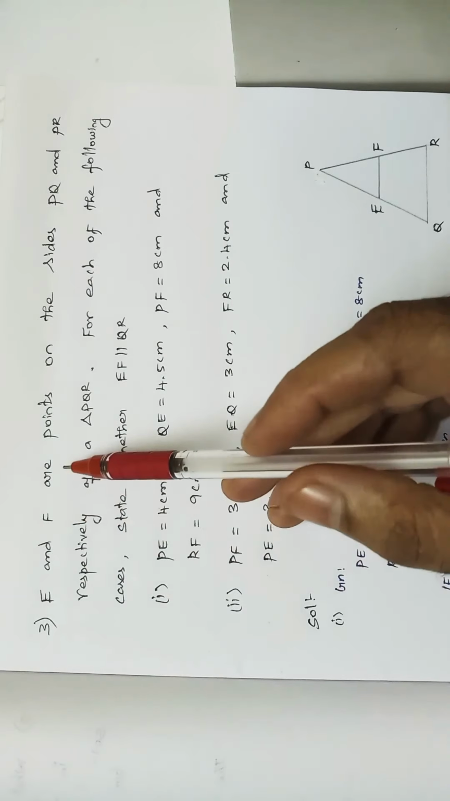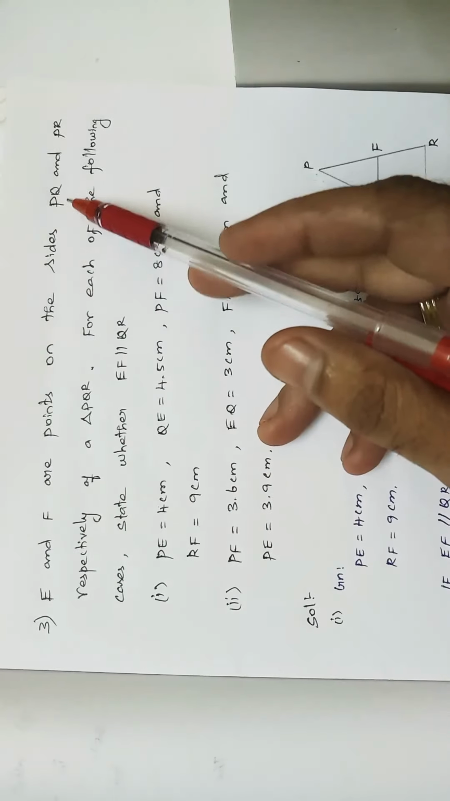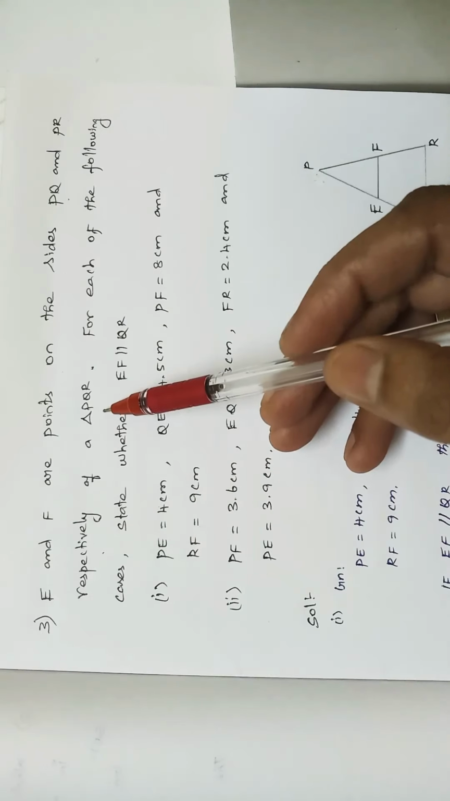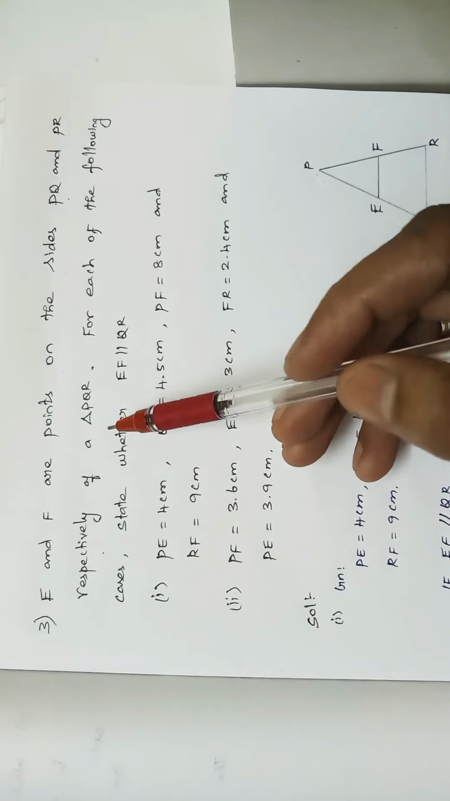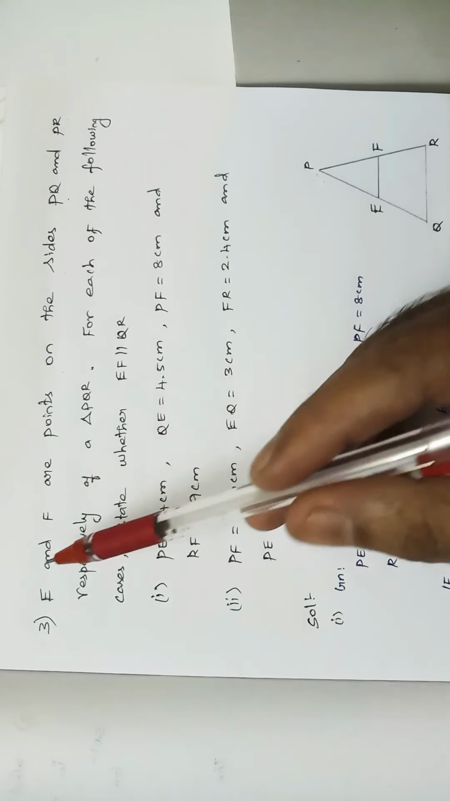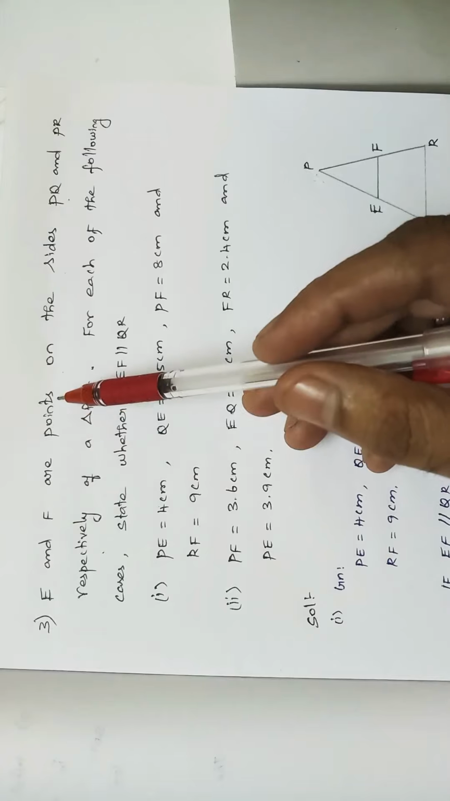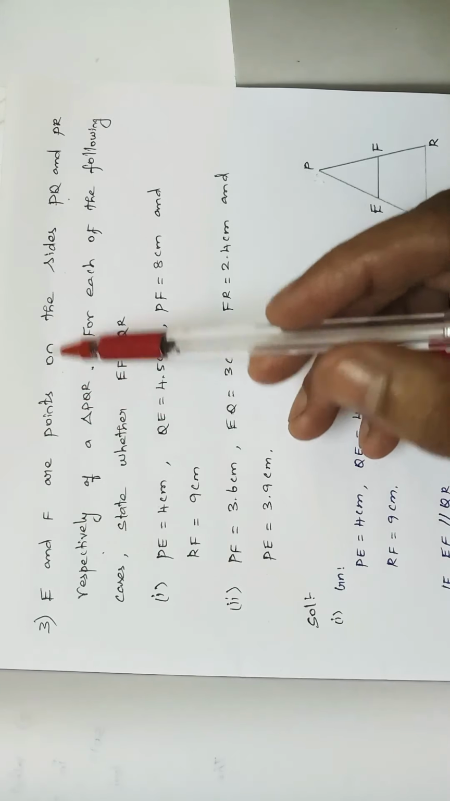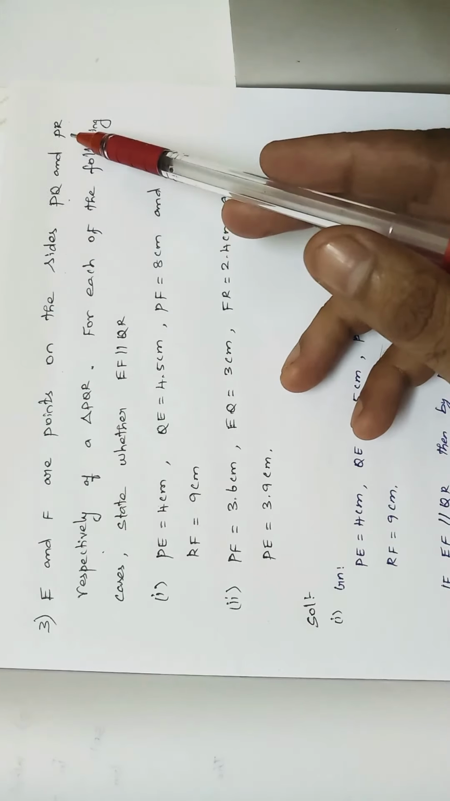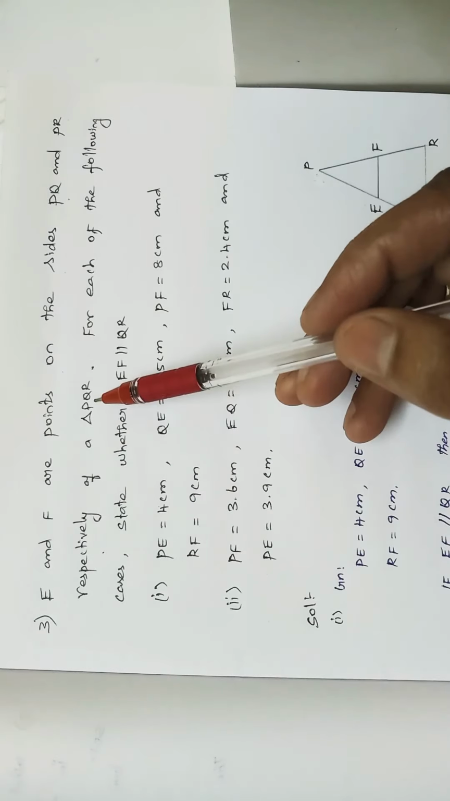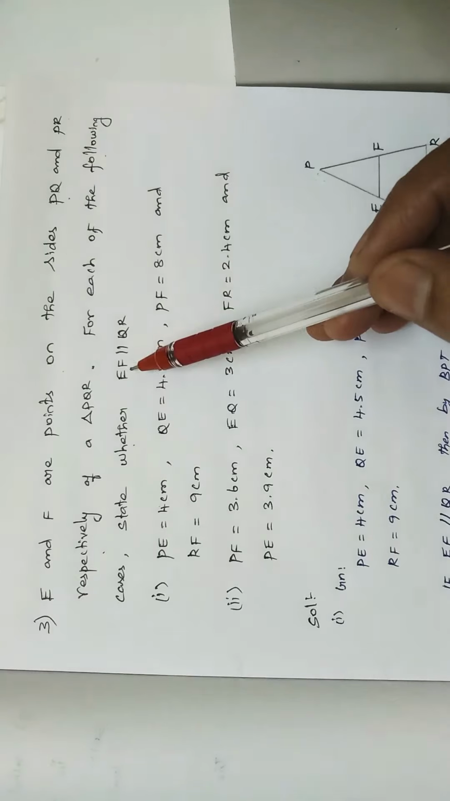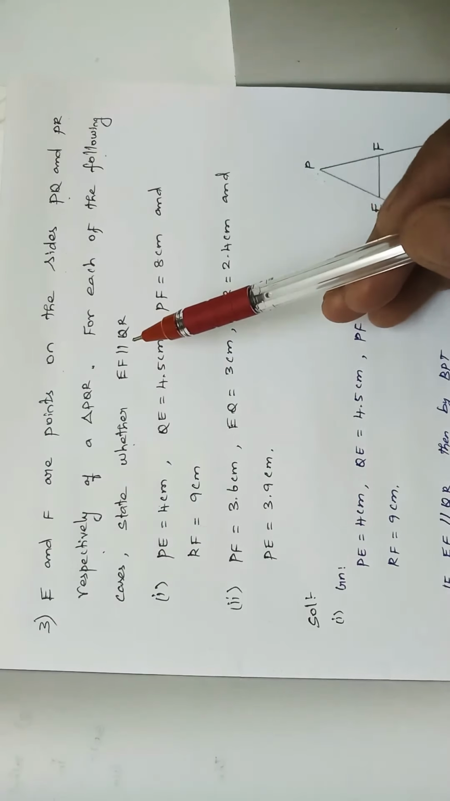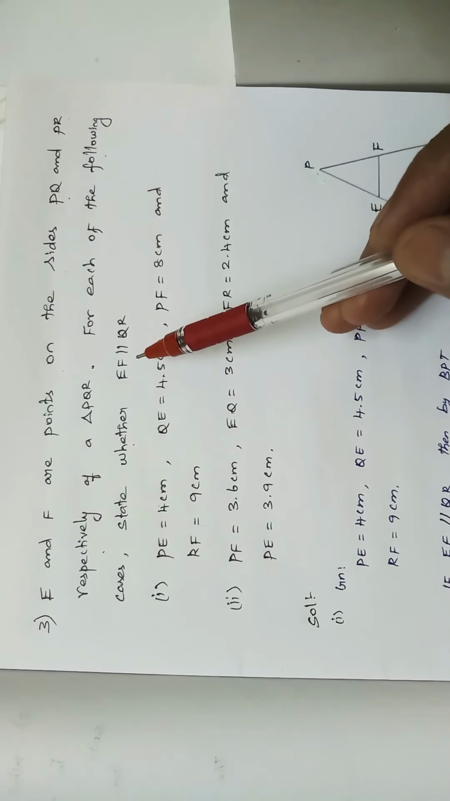E and F are points on the sides PQ and PR respectively of a triangle PQR. See, they didn't give the diagram. Simply, they have given the hint. From the hint, we want to draw the diagram, right? E and F are the points on the sides PQ and PR respectively of a triangle PQR. For each of the following cases, state whether EF is parallel to QR or not.